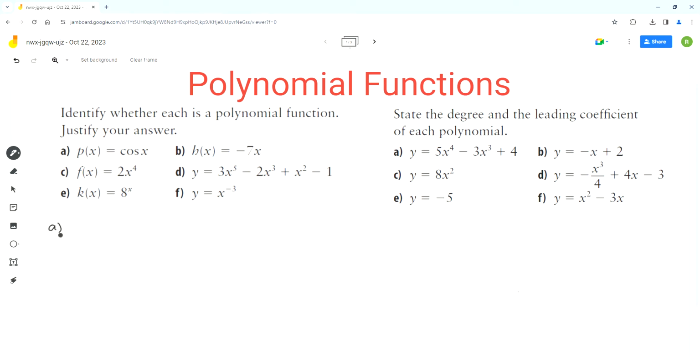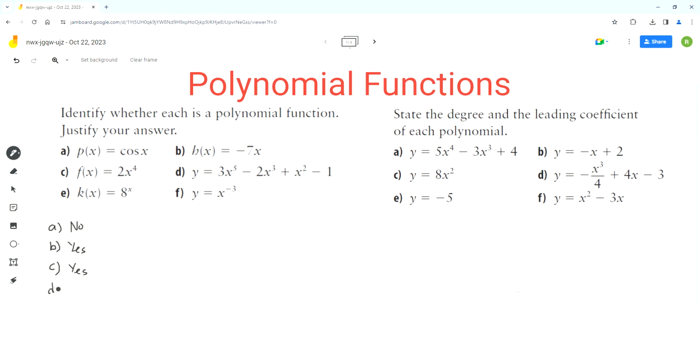In part A, we are given p of x equals cos x. Now as you know, cosine is a trig function, so it is not a polynomial function. In part B, we are given h of x equals negative 7x. Here the exponent of x is 1, which is a whole number, so this is a polynomial function. Now in part C, we are given f of x equals 2 times x to the power 4. So 4 is a whole number, and that's why this is a polynomial function.